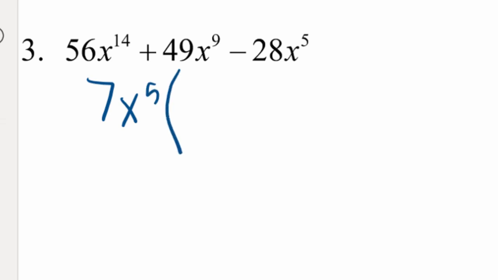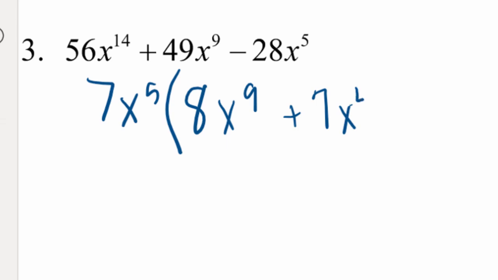7 goes into 56 8 times. Now we pulled out 5 of the x's from the 14 x's that were originally there, so we have 9 x's remaining. 7 into 49 goes 7. We pulled out 5 of the x's from the original 9, so we have 4 x's remaining. 7 into negative 28 is a negative 4, and we pulled out all 5 of these x's. So that's our final answer.